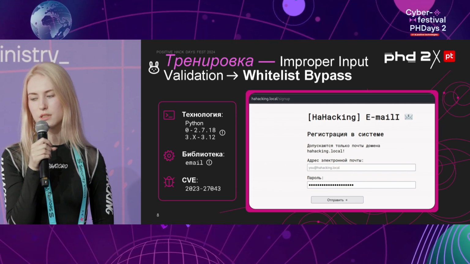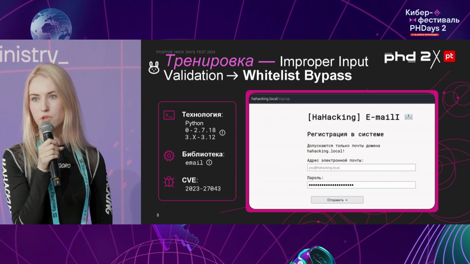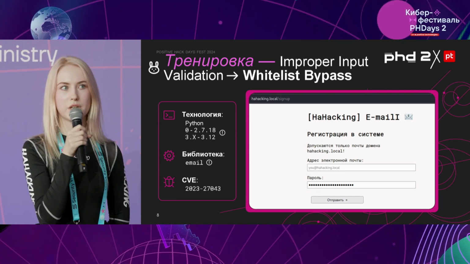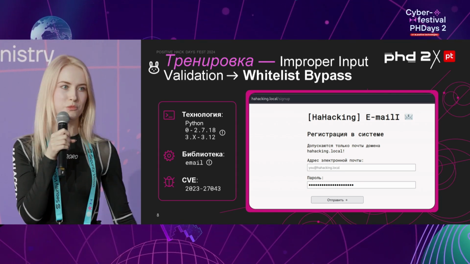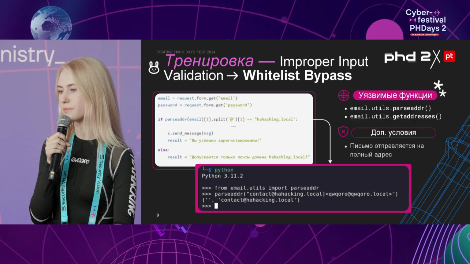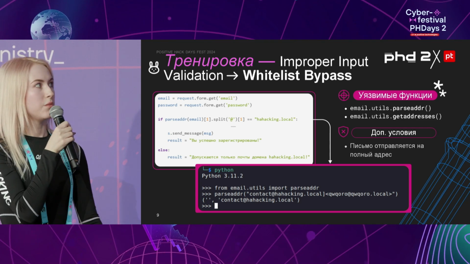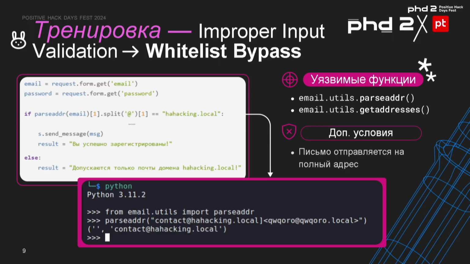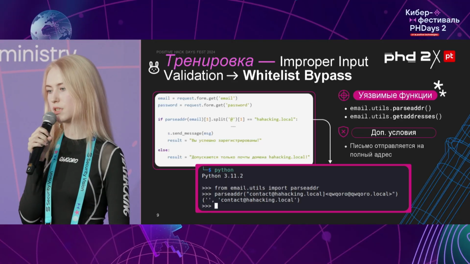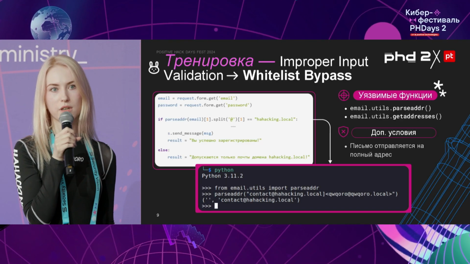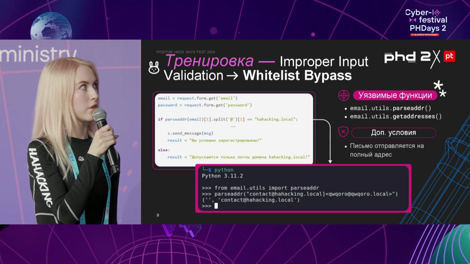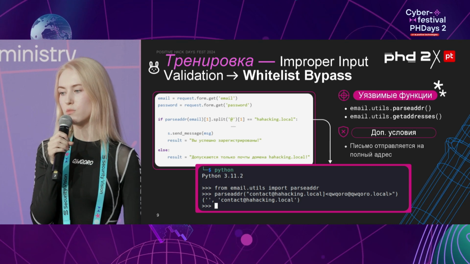It is called email, and last year they found there the vulnerability CVE-2023-27043. This is about incorrect parsing of the email address, and it covered all Python versions up to 3.12. The issue was in two functions: parseaddr and getaddresses. There you can split the email address into two parts: the real name and the address of the email. On the left, you can see an example of how we compare the address against the whitelist.